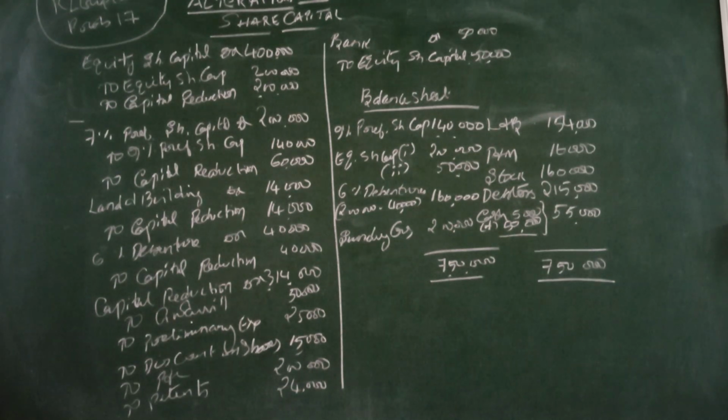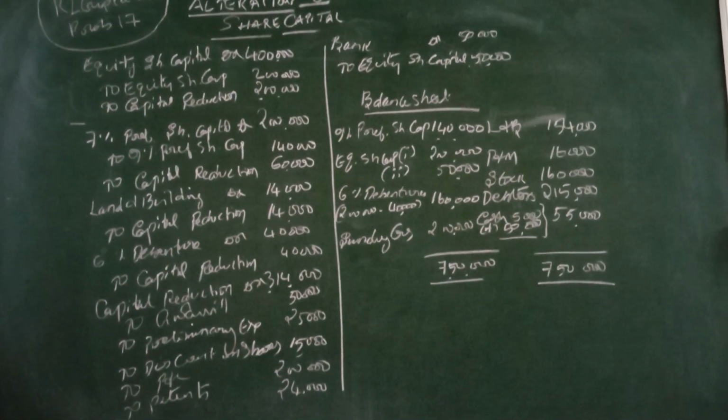In this, the original face value of equity share is given as 100 rupees. For preference shares, the face value is also 100, for both classes of shares. The face values are altered, the rate is altered. Then for preference shares, the dividend rate is also altered from 7% to 9%, and some of the assets are adjusted against the capital reduction. Let us start the problem.